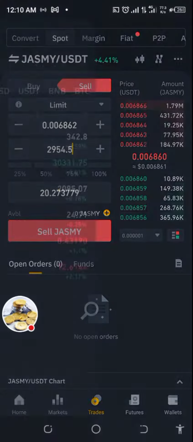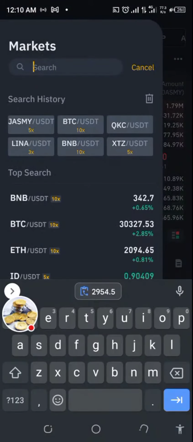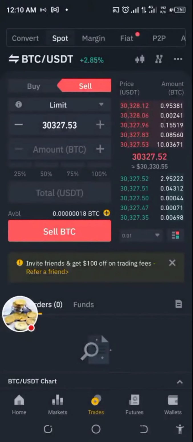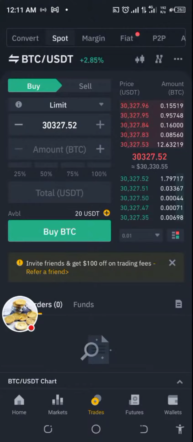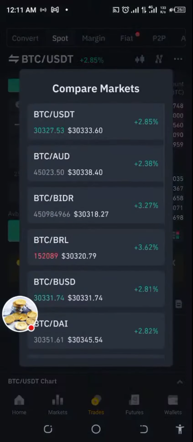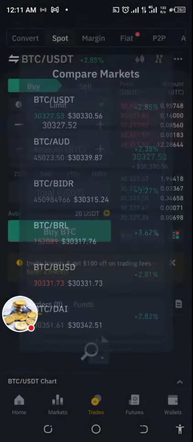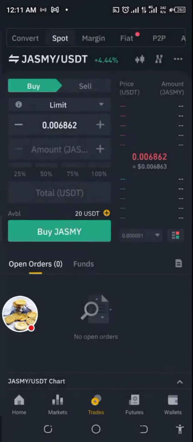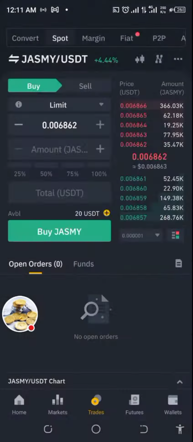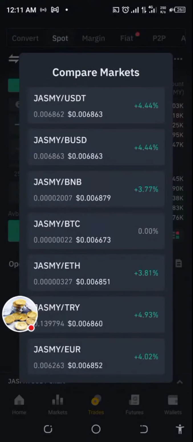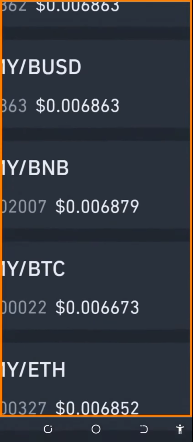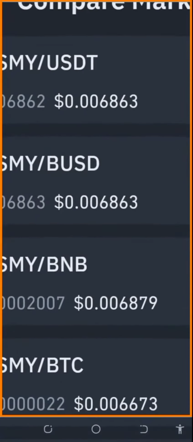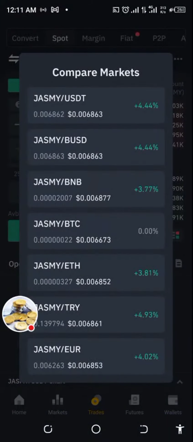So let's go straight and get this done. First off, we're going to go to JASMY BTC. We'll go to JASMY USDT first and go to compare markets and check that everything is still the same. What do we have? It's still 66, as you can see here, and then USDT is 68. So we're good. We have 2 point something clear there, so that's fine.